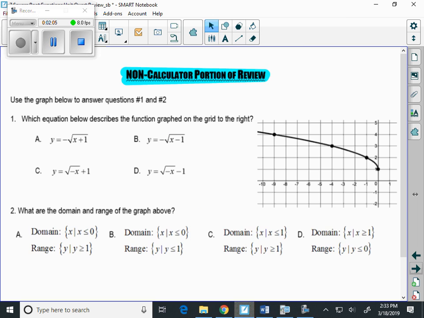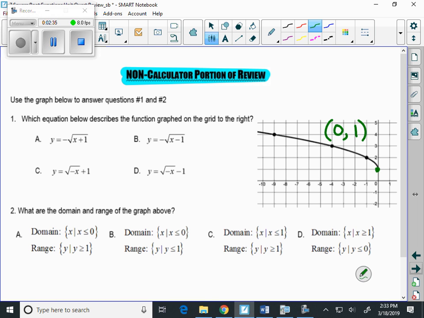Now we move into the non-calculator part of the review. It says, which equation below describes the function graphed on the grid to the right? Well, again, just like our quadratics, I recommend that you look at the starting point. In this case, it is this point right here. And that starting point in this graph is over 0, up 1.